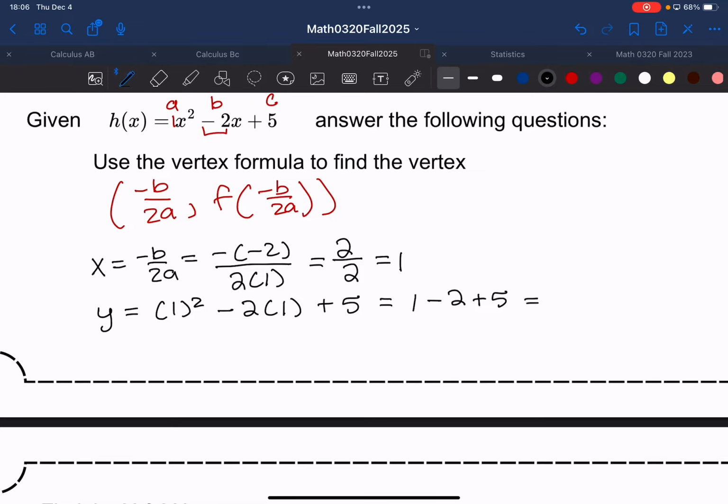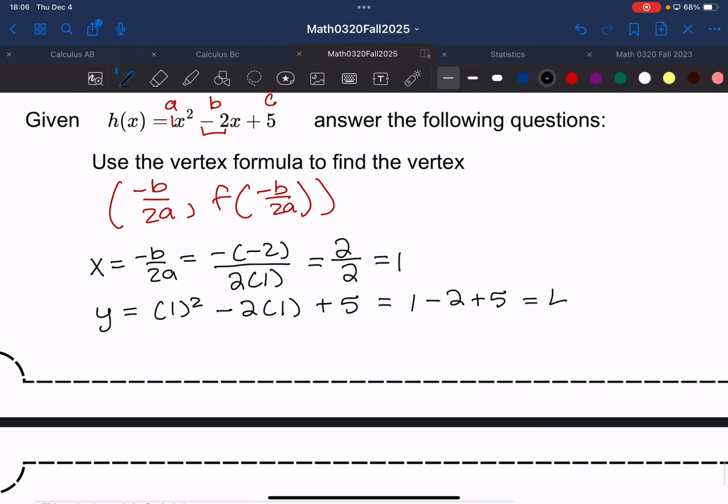4, right? 1 minus 2 is negative 1. Negative 1 plus 5 is 4. Okay, which means our vertex is (1, 4). So there are 2 different ways to find the vertex. You could either rewrite your equation in vertex form or use the vertex formula to find the vertex.